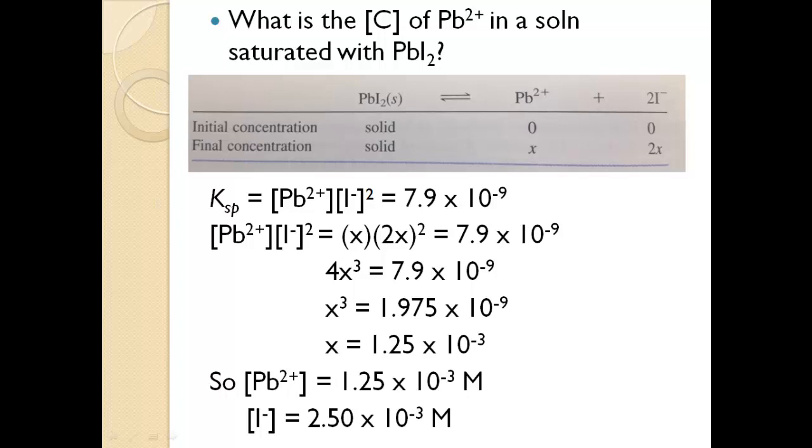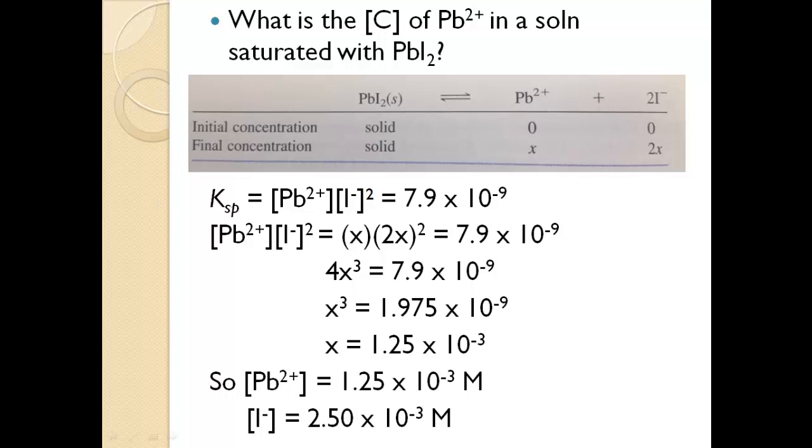So now I'm going to make my general equation to try to solve for X. My lead is X, and then my iodide is 2X squared. Now let's put all those X's together. That would be 4X cubed. So 4X cubed is equal to 7.9 times 10 to the negative 9. If you solve for X, first you have to divide by 4. If you divide by 4, you get 1.975 times 10 to the negative 9. And then you take the cube root of that number, and you should get 1.25 times 10 to the negative 3.